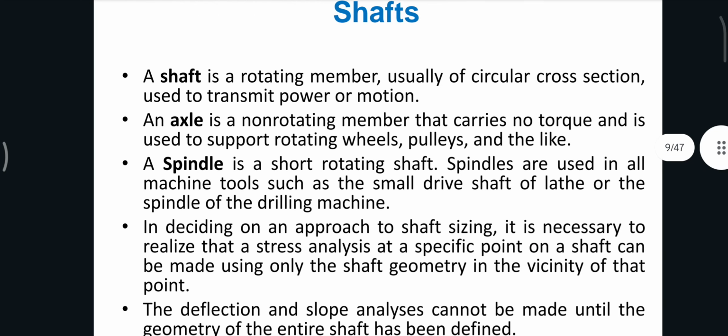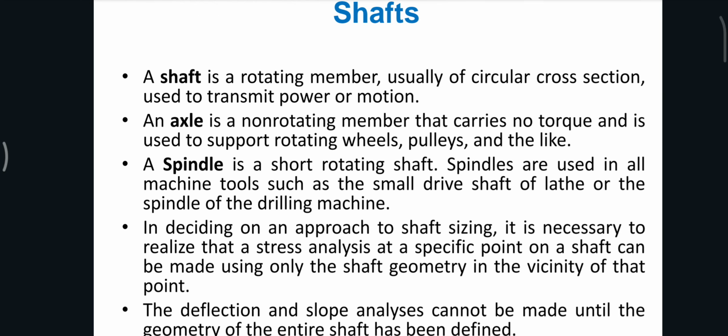Shaft. A shaft is a rotating member, usually of circular cross section, used to transmit power or motion. An axle is a non-rotating member that carries no torque and is used to support rotating wheels, pulleys and the like. Spindle is a short rotating shaft. Spindles are used in all machine tools, such as the small drive shaft of a lathe or the spindle of the drilling machine.